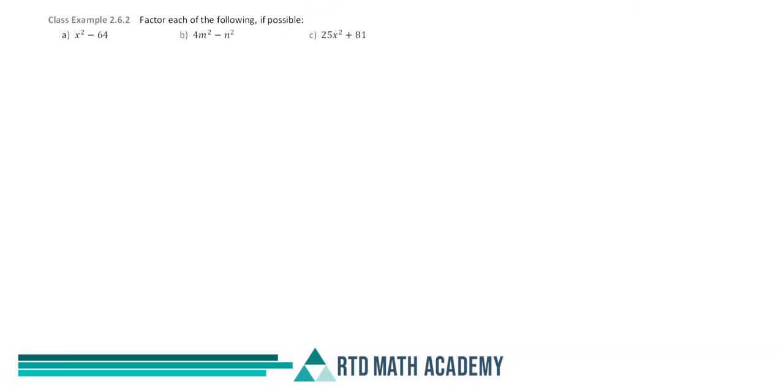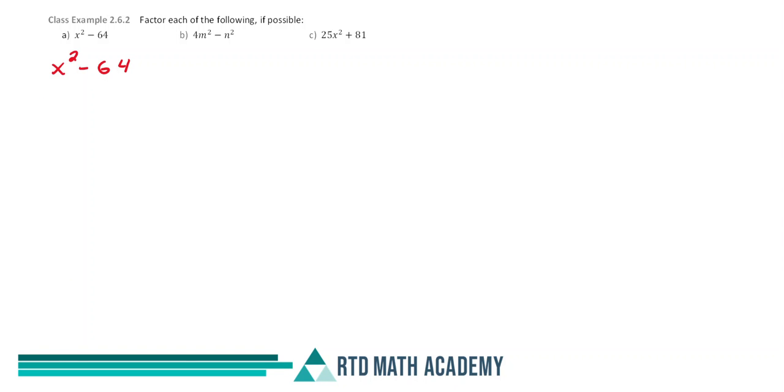In this example, we're going to be factoring what's called a difference of squares. So in this case, if we have x squared minus 64, then what we see is that this first term is a perfect square, right? Because the square root of x squared is just x. So that's a perfect square.